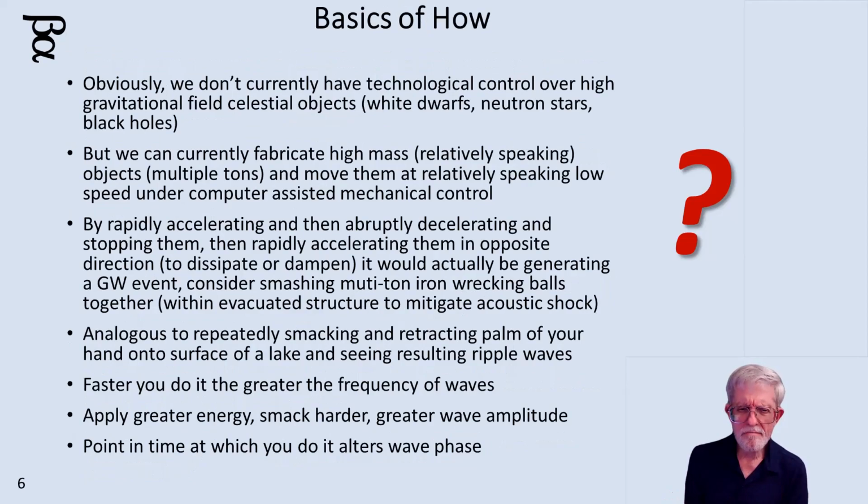So how would we generate gravity waves? Well, we don't necessarily have to move around white dwarf stars or neutron stars or black holes. We just need the effect. We can currently make things that weigh a lot, big heavy masses, and we can generally move them pretty quickly, but not light speed. But do we need that? What we really need to do is rapidly accelerate something that weighs a lot and then rapidly decelerate or dampen or dissipate that energy.